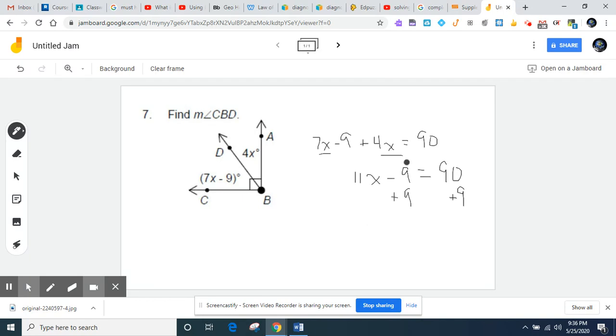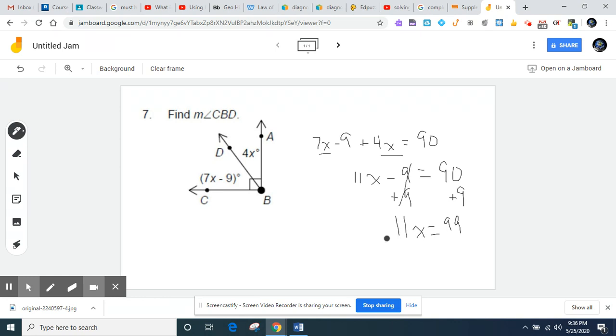Okay. These 9s will cancel out because we have a negative 9 and a positive 9. So when we combine those, we just get 0. We're left with nothing. So here we have our 11x. We're just going to bring that down. Equals, and then we're going to do 90 plus 9, which gives us 99.